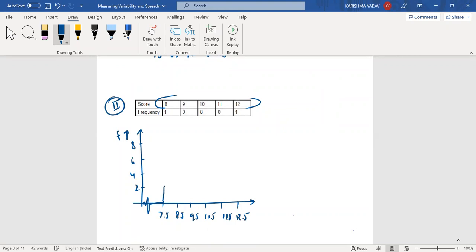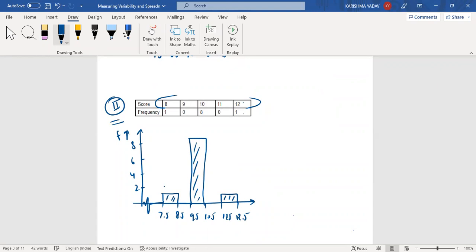Now let's draw the scores. This is 7. For 8 points, we have one frequency, so it will be like this. For 9 points, we have 0, so it will be here. For 10 points, we have 8, so it will be here. For 11 points we have 0 frequency, so it will be here, and for 12 points we have 1 frequency, so it will be here. So this is the histogram for the second type of scores.